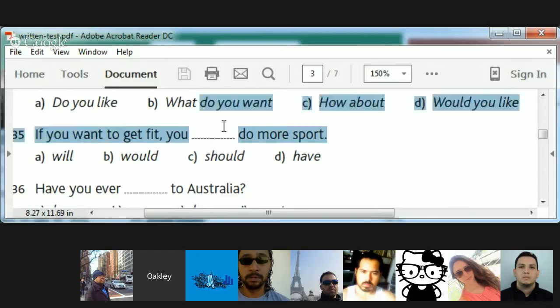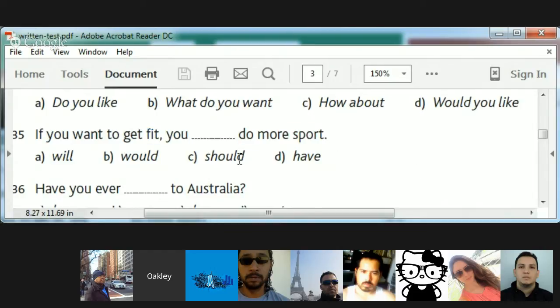Okay, more modals and auxiliaries with number 35. Heidi. If you want to get fit, you should do more sport. Okay, this is an interesting little if-clause conditional here. You should do more sport. That is correct. Interesting construction here, but you're absolutely correct.